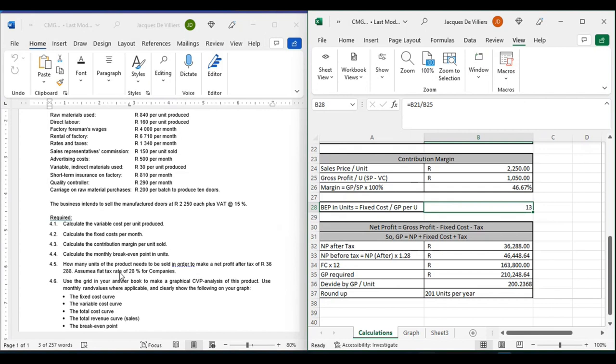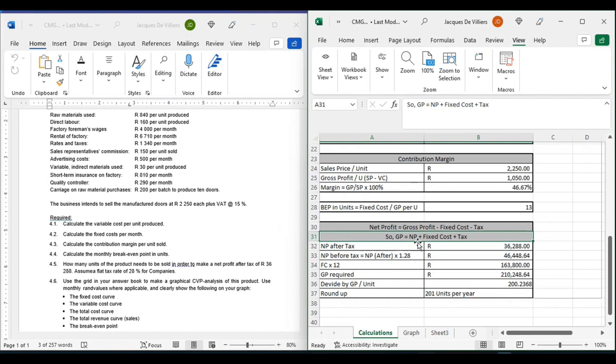Then they say, how many units? This is now the little application question. How many units of the product need to be sold in order to make a net profit after tax of 36,288 rand? Assume a flat tax rate of 28% for companies. The general rule is our net profit after tax is equal to our gross profit minus our fixed cost minus the tax. All of this we have, but we do not have the gross profit, because that's the question: how many units must be sold? Everything else was given. So now I change gross profit to the subject of the formula. Our gross profit is equal to my net profit plus my fixed cost plus my tax.